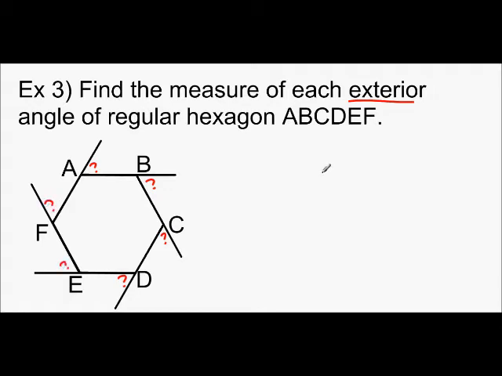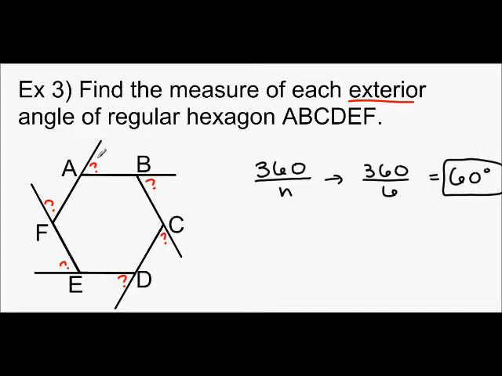Now, I know that there are 360 degrees total available for my exterior angles. If I divide by n, that will give me the measure of each of them. So that's what I'm going to do. So 360 divided by 6 sides is 60 degrees. So each exterior angle is 60 degrees.